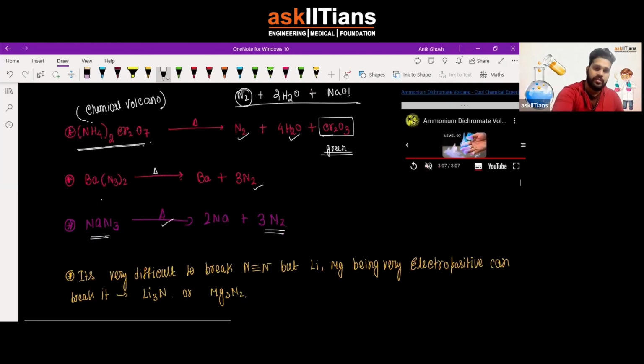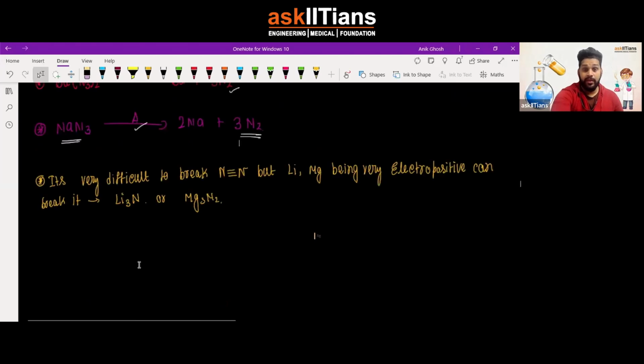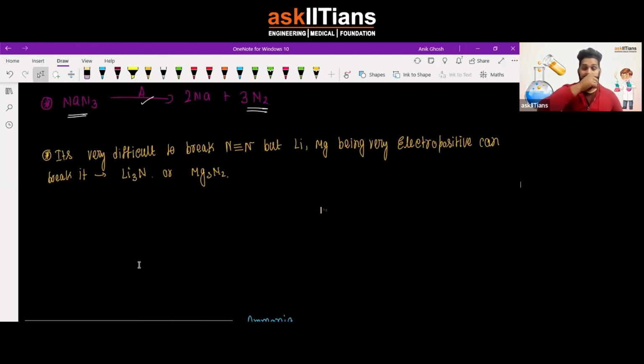These are simple. Now, let's go for the next thing, which is it is very, very difficult to break the triple bond in N2, but lithium and magnesium, being very electropositive, can break it. So this part is important for us. You have to break 3 bonds in here. Definitely, it's going to be very, very difficult. And I told you nitrogen acts like an inert gas. You know, guys, even in the packet of chips, you have nitrogen gas filled in it, right? Because it acts like an inert gas.